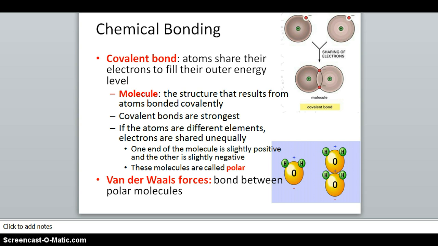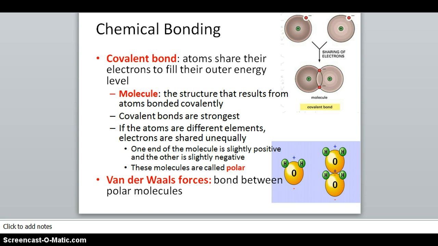Compounds formed by covalent bonds are called molecules. The electrons that are shared move around the nuclei of both atoms, which makes these bonds very strong. They don't always share the electrons evenly, though. For example, in water, hydrogen shares its electron with oxygen. Because oxygen has more protons than hydrogen, the electron they share is more attracted to the oxygen, so it spends more time near the oxygen nucleus.